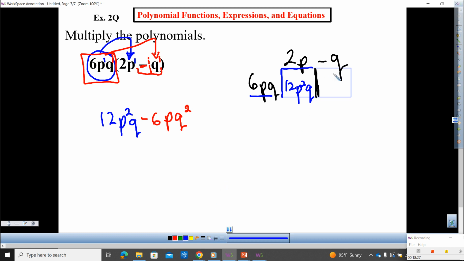Next, I'm going to find this area, which is this times this side. So for this area, an invisible 1, 6 times -1 is -6, P times nothing, I just write P, Q times Q is Q to the second. That's how you use the area model. Okay? Copy that, please, and label it. This is called the what? The area model.